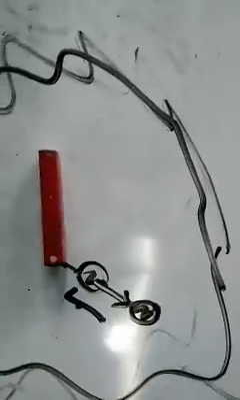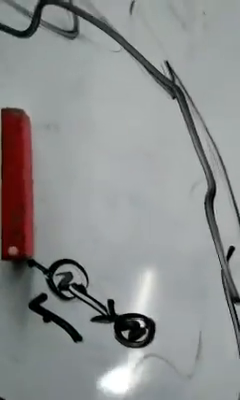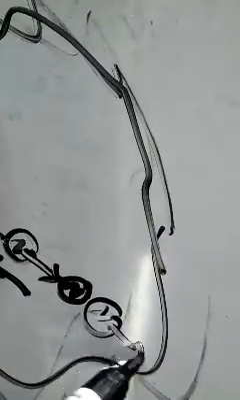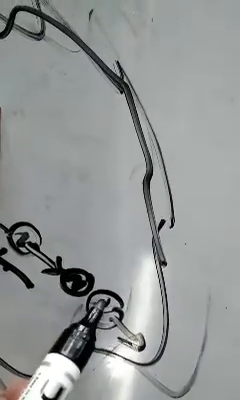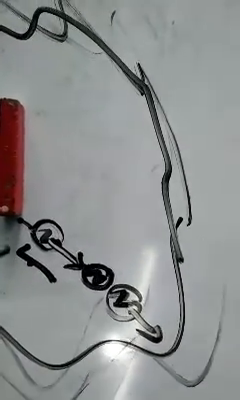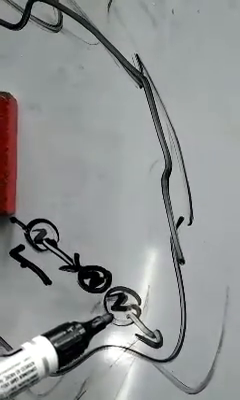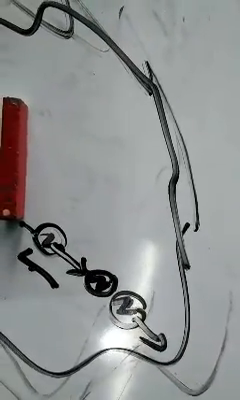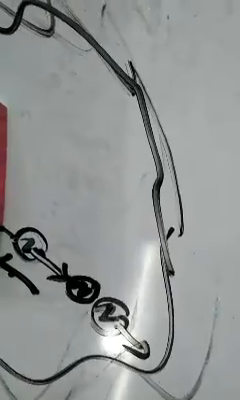See the imaginary path, this north pole is moving like this. The imaginary path along which the unit north pole is moving in the magnetic field, this imaginary path is known as magnetic field lines or magnetic lines of force.